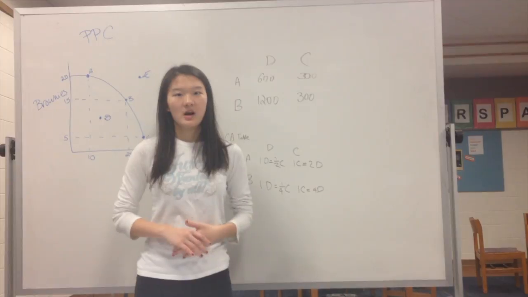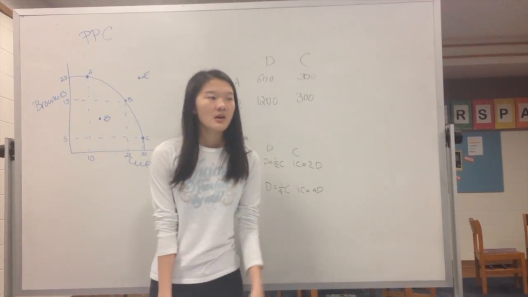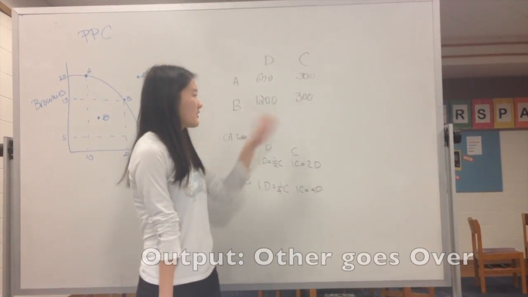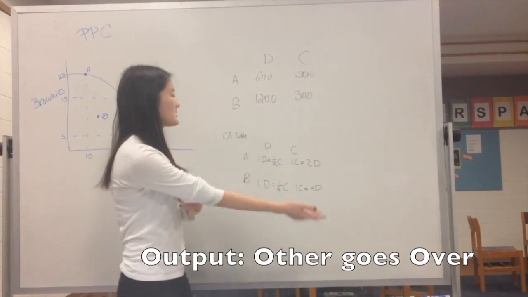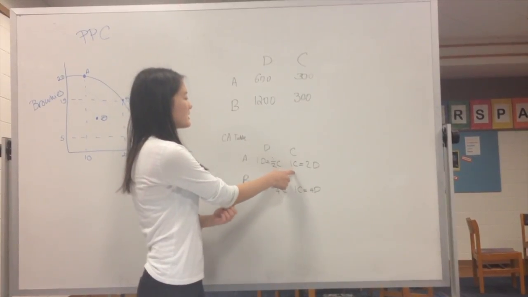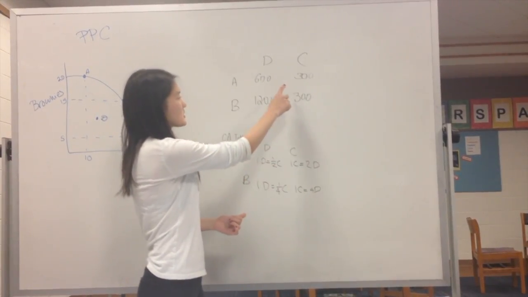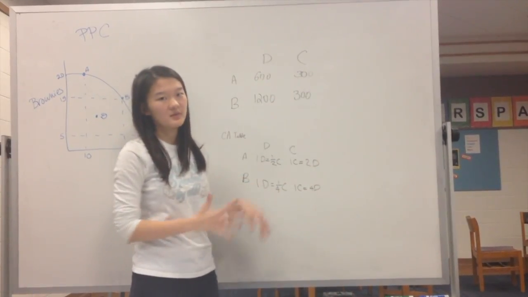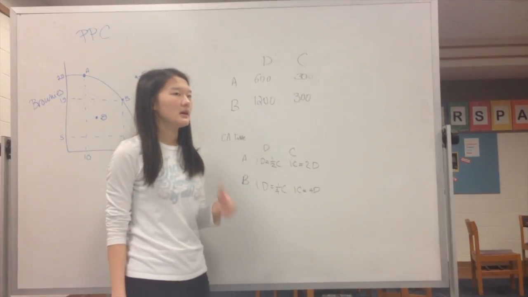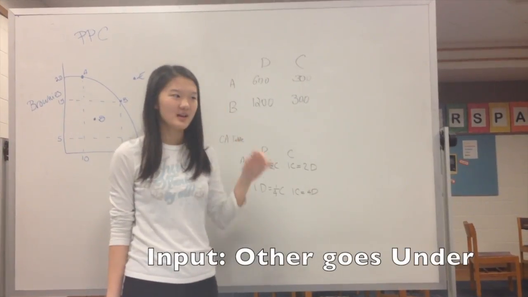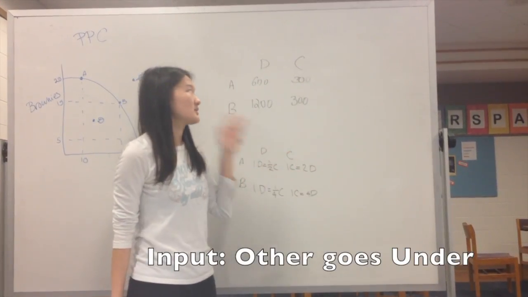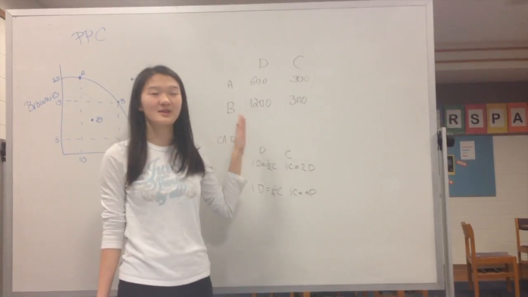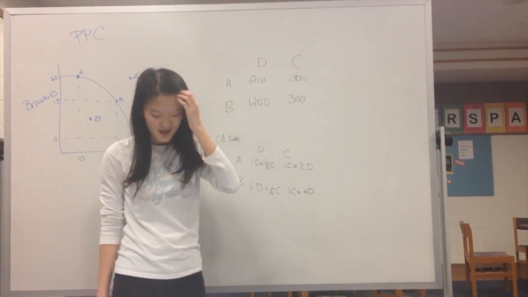When finding the opportunity cost of an output problem, we use other goes over. So in this case, one cupcake is 600 over 300, so you get 2 donuts in return for the opportunity cost. If it's an input problem, it's going to be other goes under, so it's going to be 300 over 600 if it's an input problem.